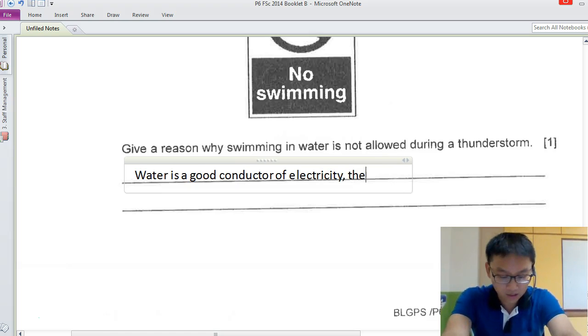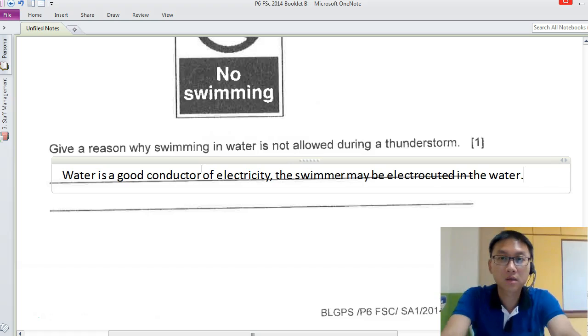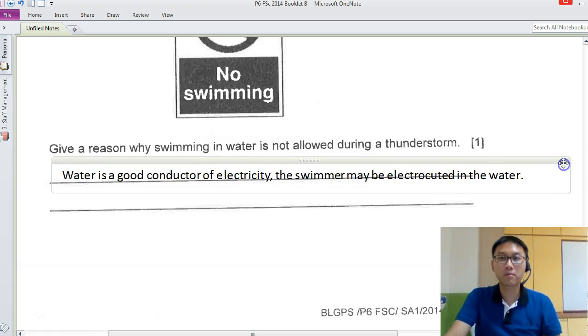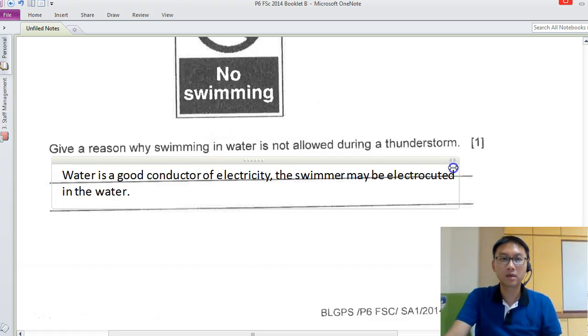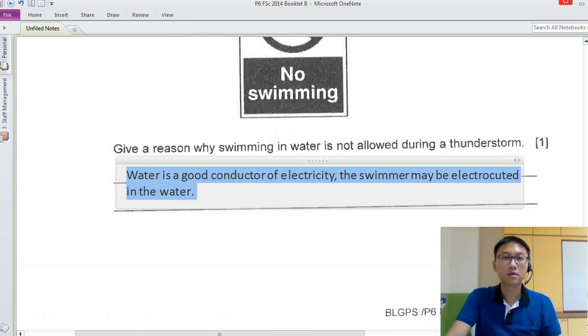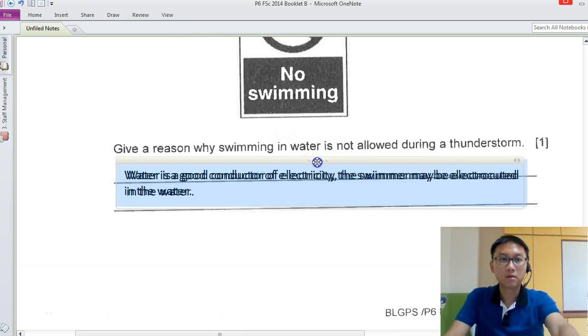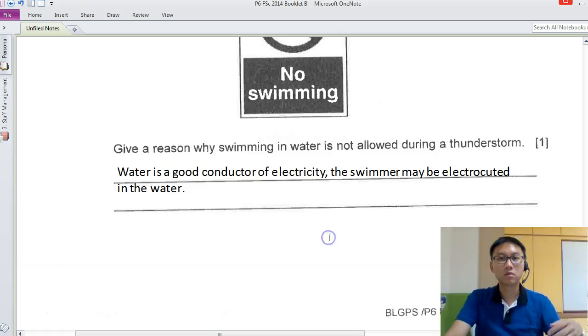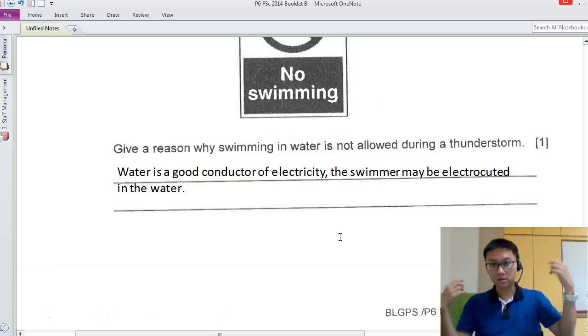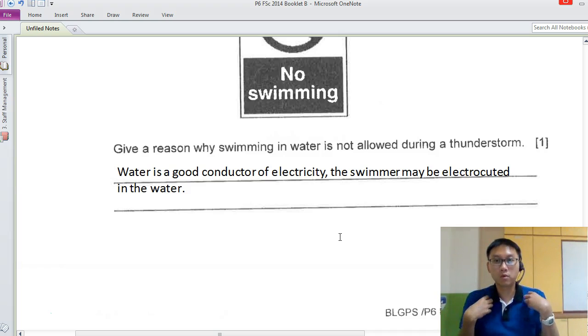So that means the swimmer may be electrocuted in the water. Electrocuted means you are struck by electricity from the lightning. Basically you die, if the lightning strikes you. Water is a good conductor of electricity. So what happens if you are swimming and the lightning strikes? The electricity will go through your body and you will get killed.